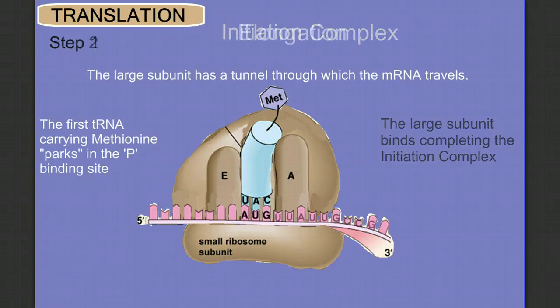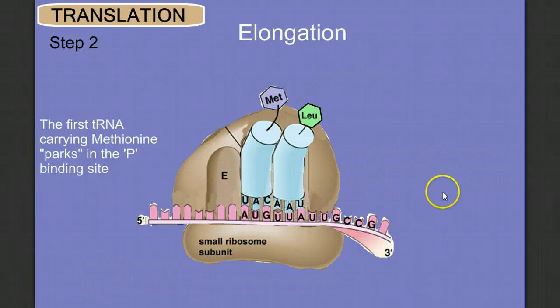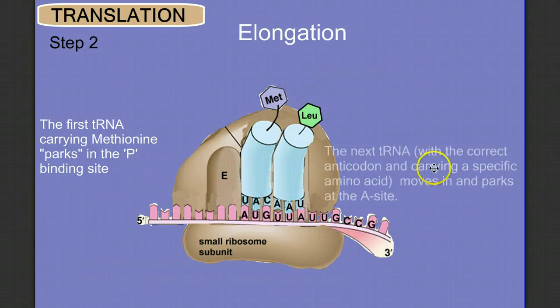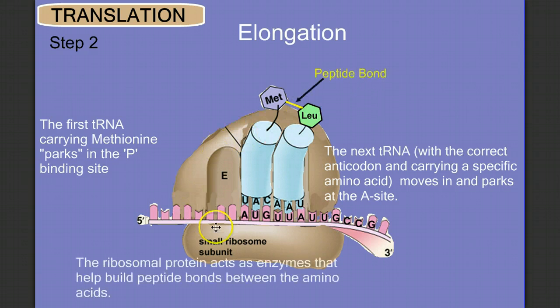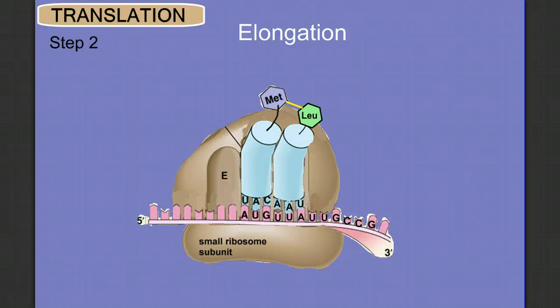And now we're ready for step 2 of translation, elongation. The next transfer RNA will come in and park in the A site, or the acceptor site, lining its anticodon against the codon, and we can build a bond between these 2 amino acids. If we recall, that bond is a peptide bond, and the ribosome acts as an enzyme, helping catalyze that reaction. So we've made the first link in our amino acid chain.